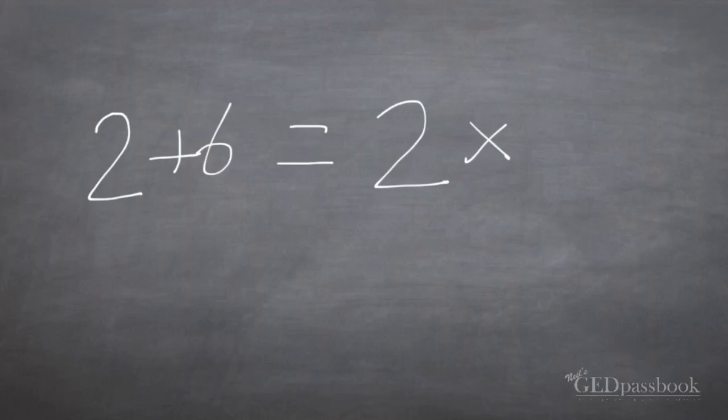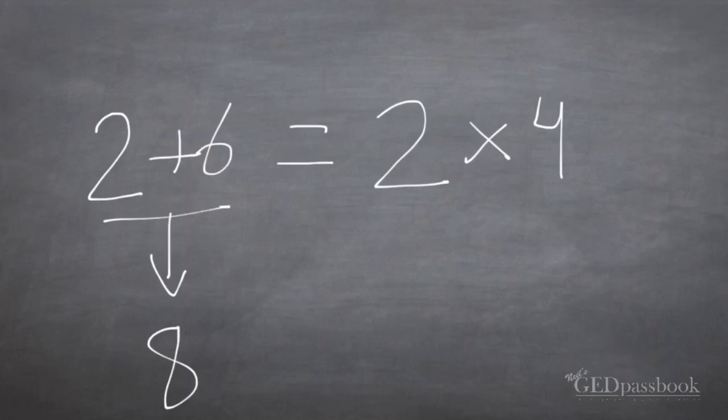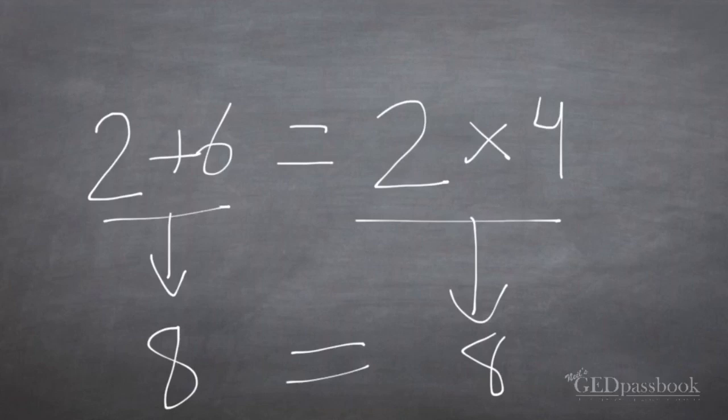Let me give you this problem. 2 plus 6 equals 2 times 4. This is also a valid equation. As you guys can see, 2 plus 6 creates an 8. 2 times 4 creates an 8. Making this a valid statement, making this a valid equation. 8 equals 8. That is true.